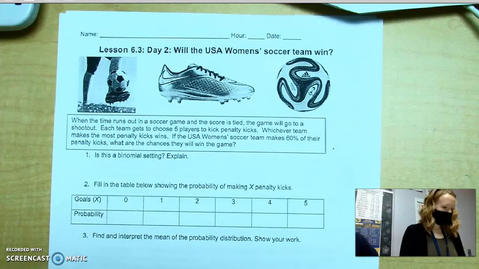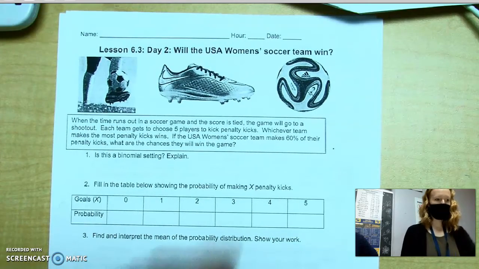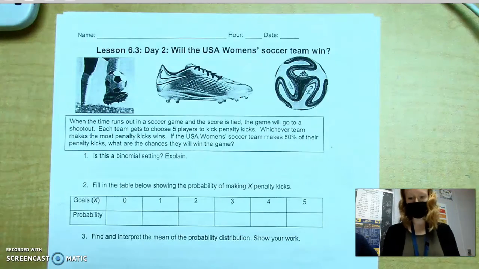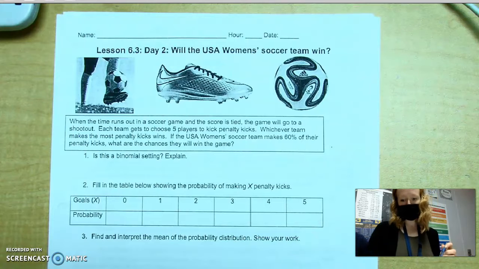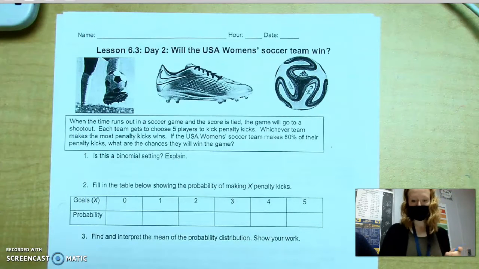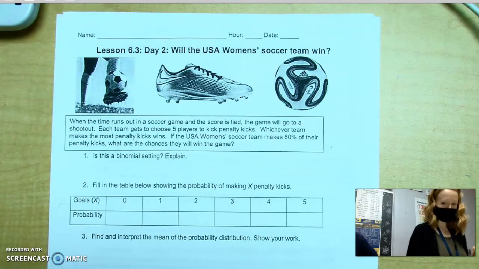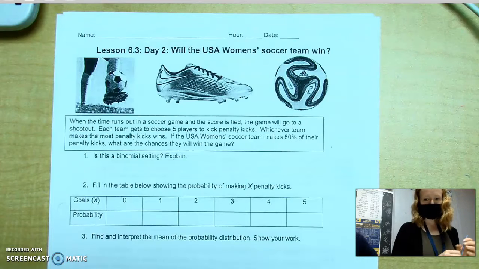All right, today we're going to be talking more about binomial settings. In today's lesson, though, we're going to be talking about women's soccer and how successful they are, and just the amount of goals that they score. So, based on penalty kicks.